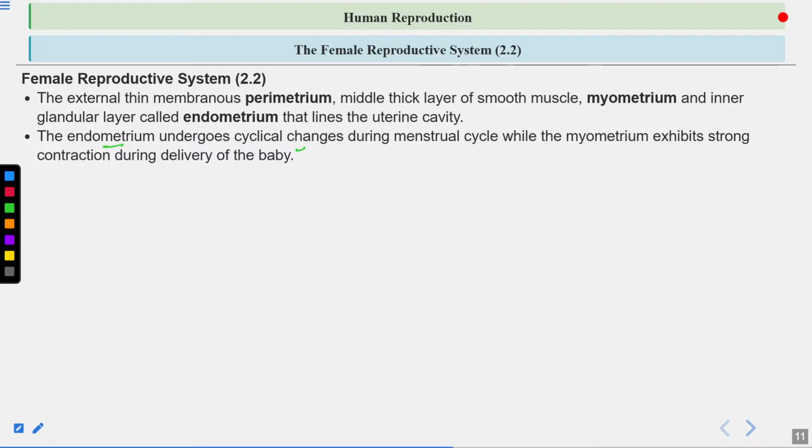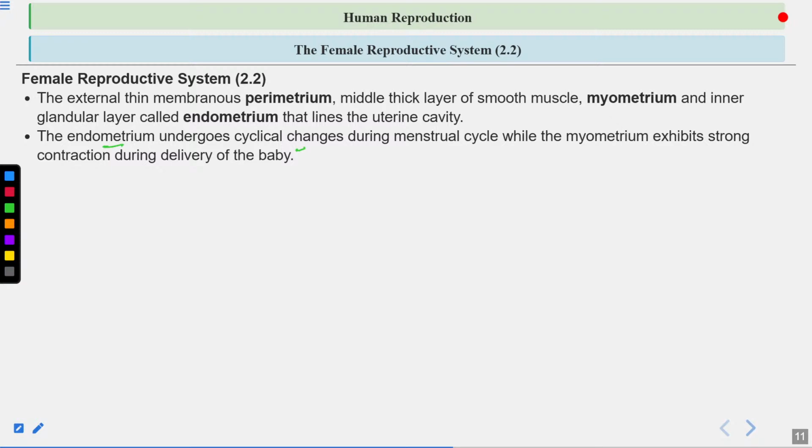Okay. So here the endometrium is undergoing cycling changes, meaning there is a variation in its thickness. In some phases it is very thick, and in some phases it is very thin. All of this depends on the level of the hormone progesterone, and to a little extent estrogen also. This progesterone helps to maintain the thickness of the endometrium. So as long as progesterone is present, the endometrium will remain thick.